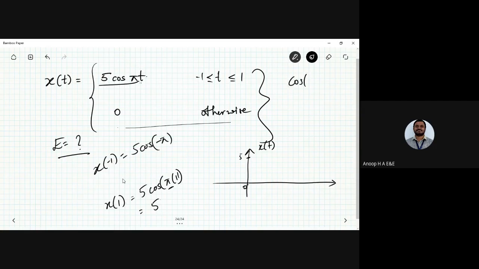We know that cos of minus theta equals cos theta. So this minus theta is equal to pi there. So cos pi is -1, and the value is -5 again. Anyhow we are squaring the values, so it's not a problem. Sorry, it's a continuous time signal that I'm writing.